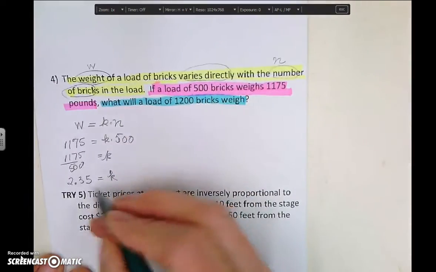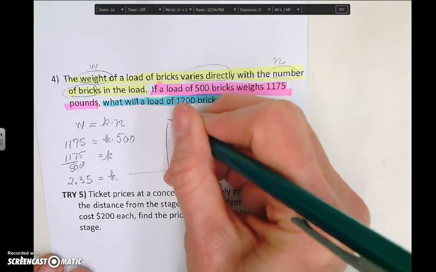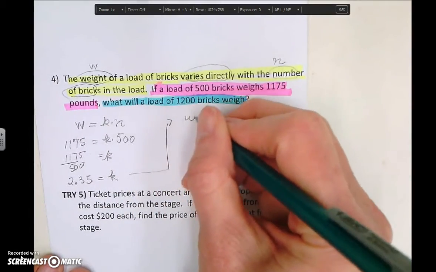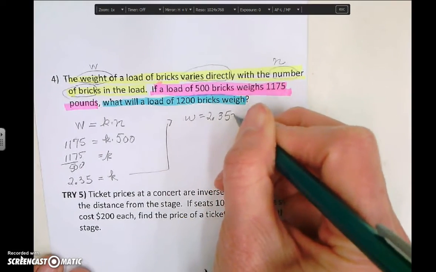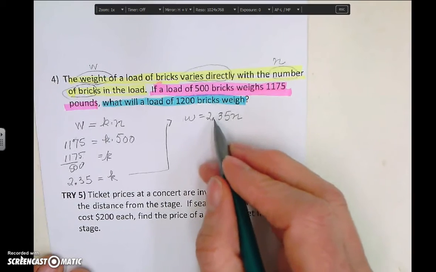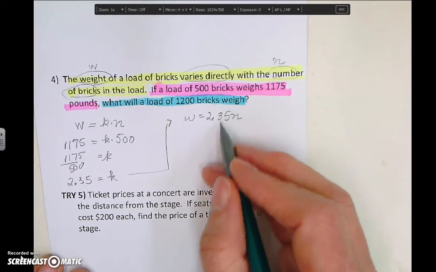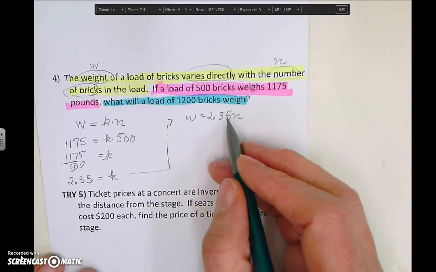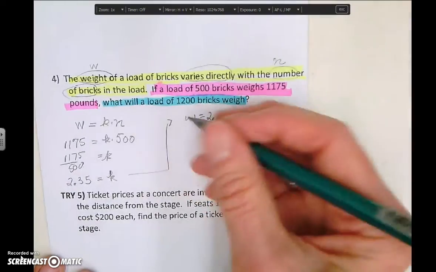So again, this is my constant of variation. So I'm going to come over and mix these together and get that W is equal to 2.35 times the number of bricks. So it looks like each brick weighs 2.35 pounds. All right, so then my final question, what will the load of 1,200 bricks weigh?